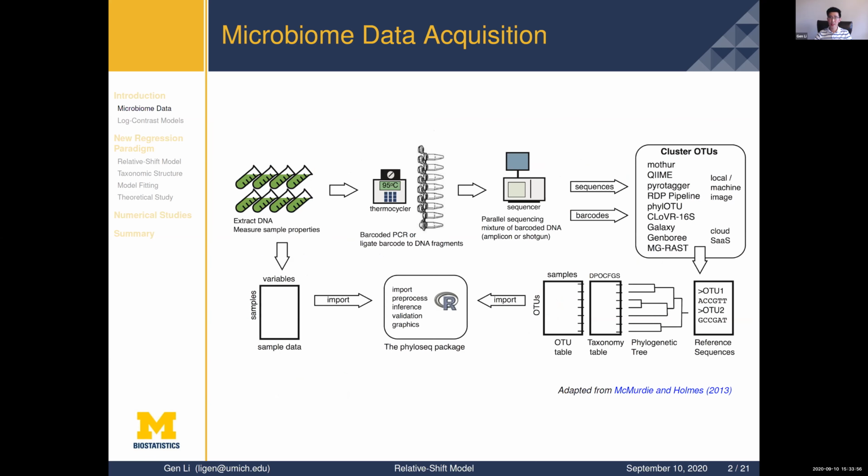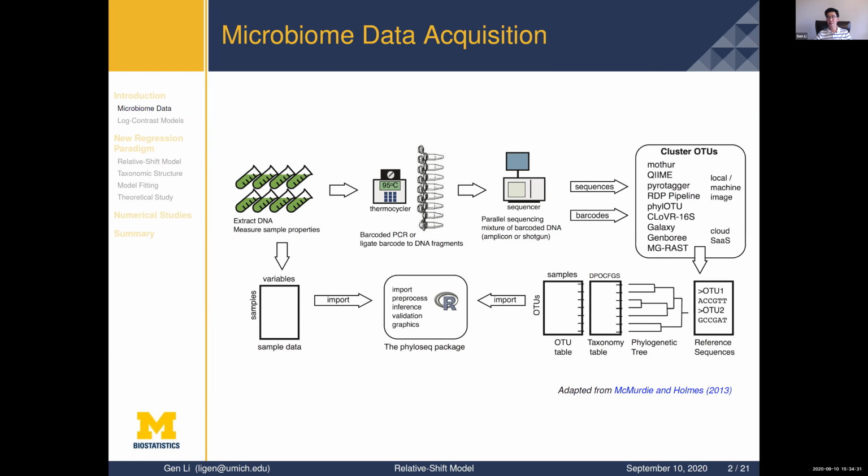This is a diagram adapted from a paper in 2013, showcasing how microbiome data are typically acquired. Basically, samples are extracted from human bodies and go through amplification, and then different types of sequencing procedures are conducted on these amplified samples. In practice, there are two most commonly used sequencing procedures. One is the amplicon sequencing, also known as the 16S rRNA sequencing, and the other is shotgun sequencing.